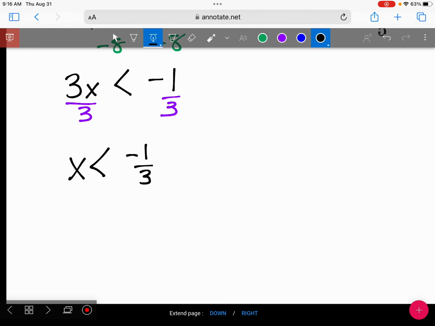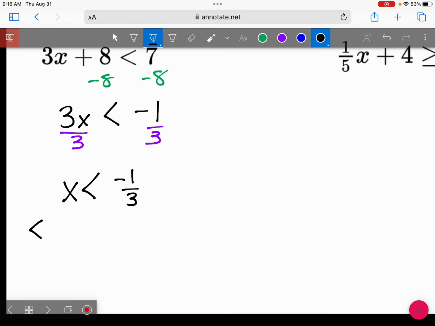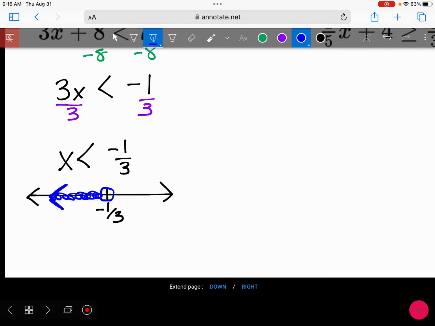We need to write this in our interval notation. If it helps, draw your picture. So we have negative 1/3. Are we doing an open circle or a closed circle? Open, because it's not equal to. And if x is less, it goes this way, right? So for our interval notation, the smallest it's going to be is negative infinity. The biggest it's going to be is negative 1/3, and I cannot equal 1/3, so we use a parenthesis.